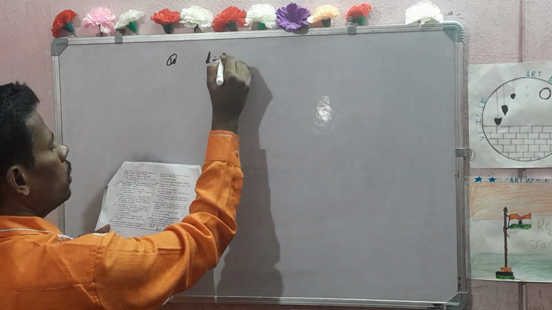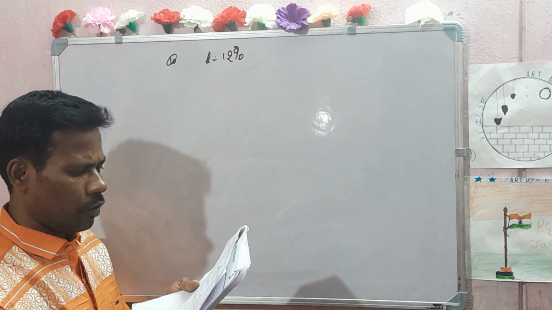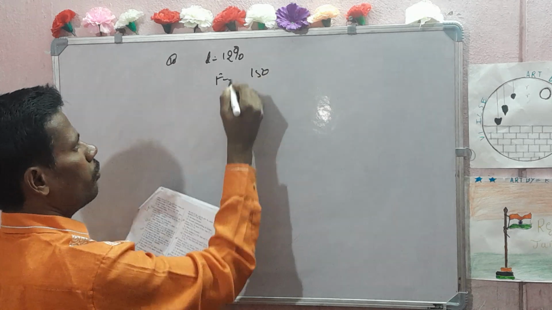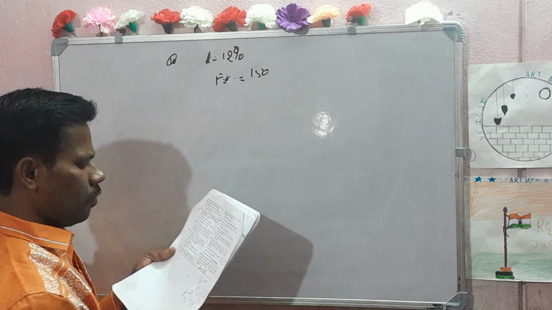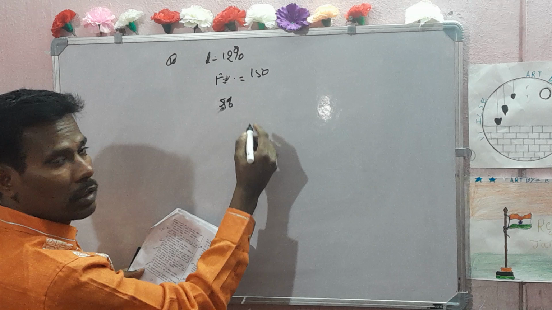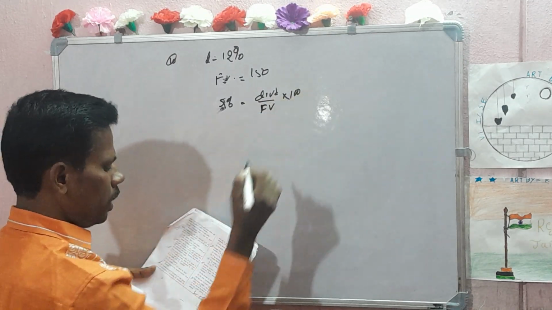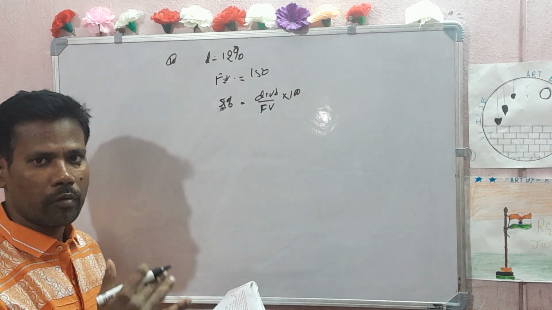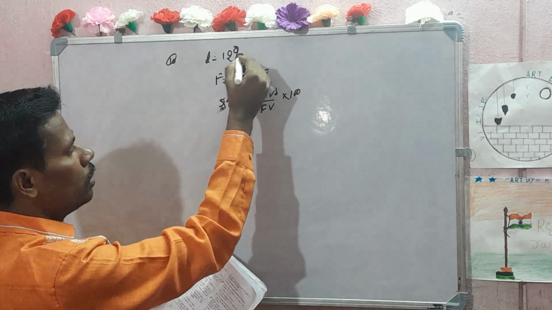A dividend of 12% was declared on rupees 150 shares. So dividend rate is 12% given, and it was declared on rupees 150 shares, which is the face value. Face value is 150. From this, calculate the dividend. How will you calculate the dividend? Rate percentage is dividend by face value into 100. Here you need to write down the face value, not market value. Market value is used when the investment is given for the shareholder. So this is the dividend.